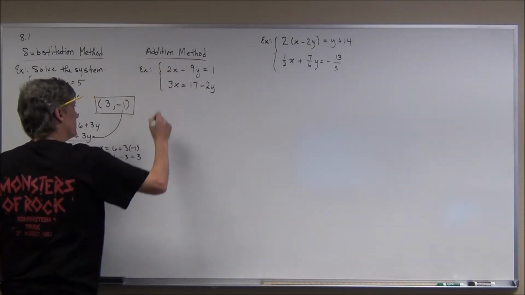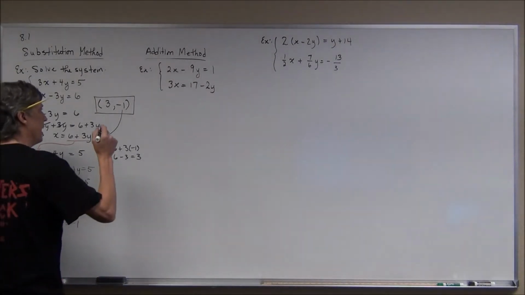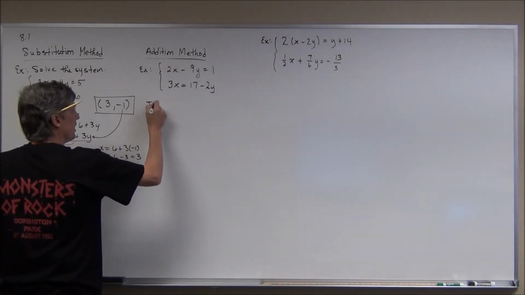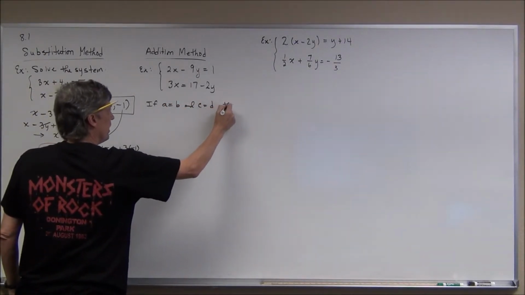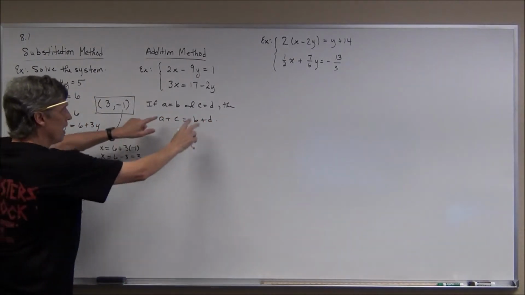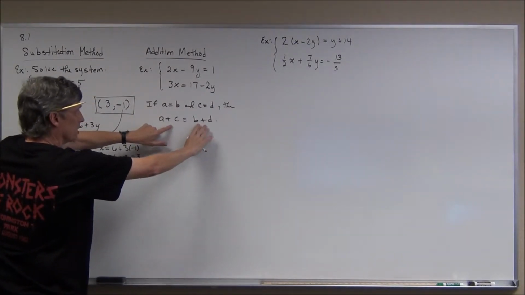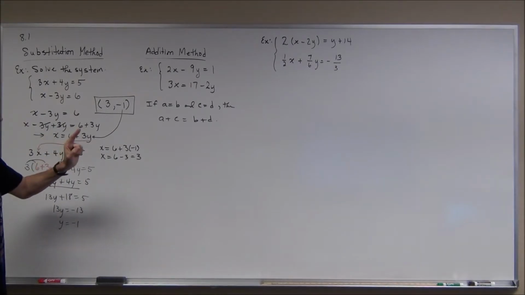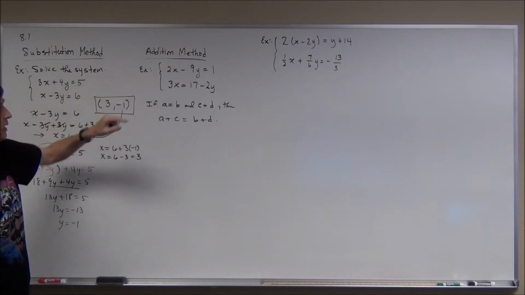Again, the addition method has a couple of other names. It's sometimes called the linear combination method or the elimination method. The trick to the addition method is to use an algebraic property that says if A equals B and C equals D, then A plus C equals B plus D. I'm adding equal amounts to equal amounts and I get equal amounts. For the addition method, I'm going to first write both equations in standard form.